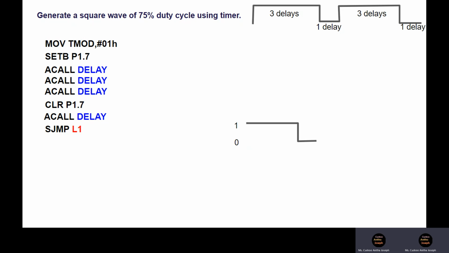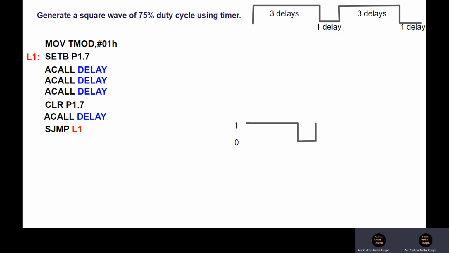Now look at the waveform. It has now completed one cycle. Now for the next cycle the pin should go high. So L1 should be the label of the instruction that makes the pin go high, that is SETB P1.7. So we will give L1 as the label of SETB P1.7. The effect is that the pin goes high. Now after this instruction 3 delays will be called, then the pin will be cleared, 1 delay will be called and repeat. This continues and we will get a continuous square wave of 75% duty cycle on P1.7.